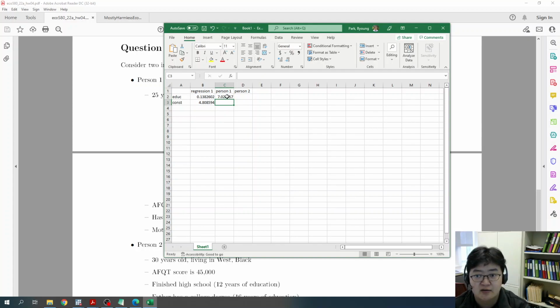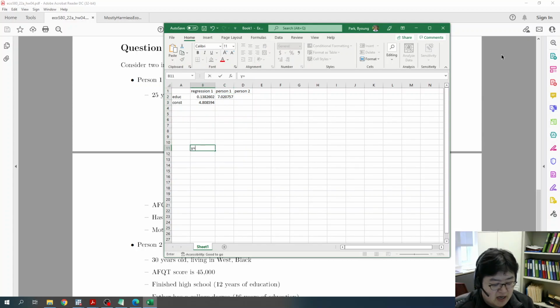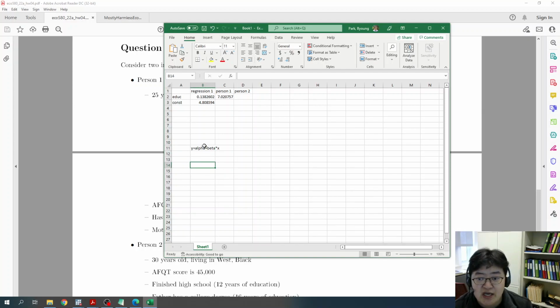Do you get it? So remember we have y equals alpha plus beta times x. This is how we predict using the regression equation. What we estimated is alpha and beta. Alpha is 4.808 and beta is 0.1382602. And we assume that person 1 has the value of x equal to 16. So x is 16. Then plug in the numbers in the correct places, and you will get the predicted value.